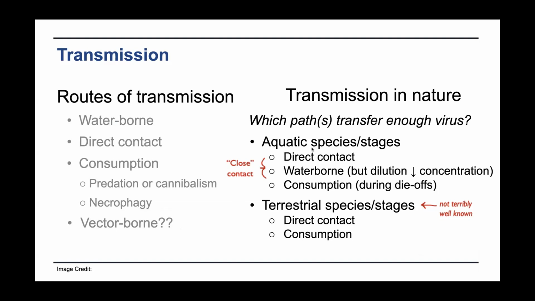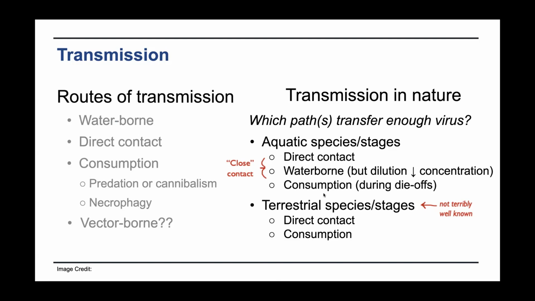And so I think in aquatic species or in aquatic stages, this is primarily through direct contact. Definitely through the water, but if we're willing to assume that these animals live in large bodies of water and that the water is relatively well mixed, we start to run into problems with dilution. So when you move further and further from an infected animal, there's less and less virus in the water, meaning less and less chance of infection. So I kind of think about these as more or less the same thing. When animals are in close contact, whether they're directly touching or just near each other, there's the potential for transmission.